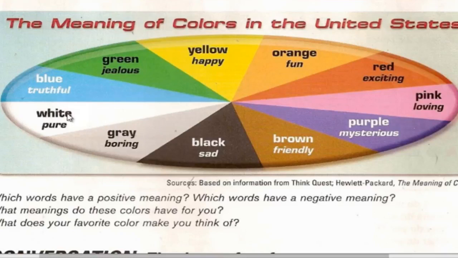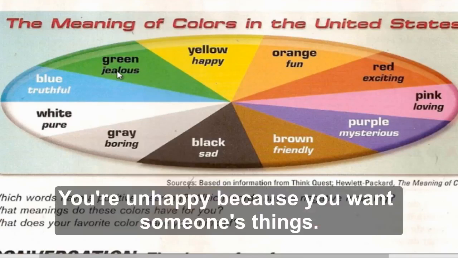So these are colors. What is the meaning of each color? White. Pure. You're pure. Blue. Truthful. Green. Jealous. What does it mean, jealous? You're unhappy because you want someone's things.